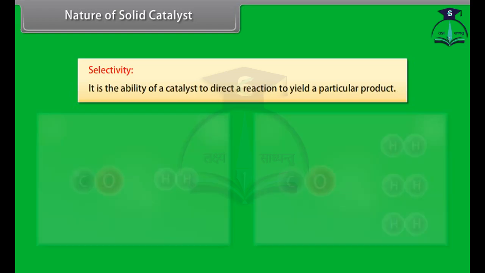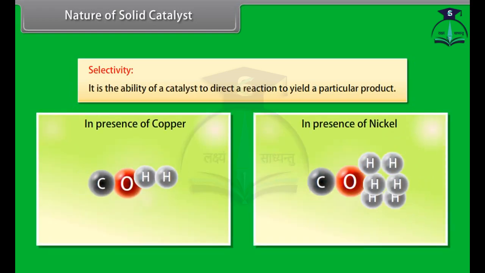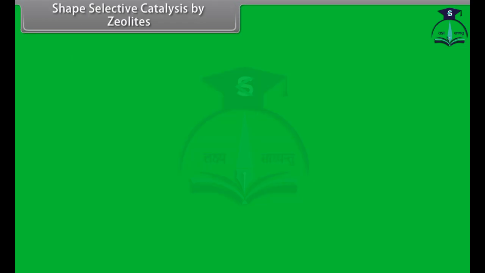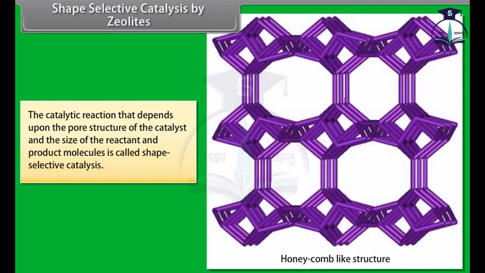Selectivity. It is the ability of a catalyst to direct a reaction to yield a particular product. For example, carbon monoxide and hydrogen react to give different products in presence of different catalysts. Shape selective catalysis by zeolites. The catalytic reaction that depends upon the pore structure of the catalyst and the size of the reactant and product molecules is called shape selective catalysis.